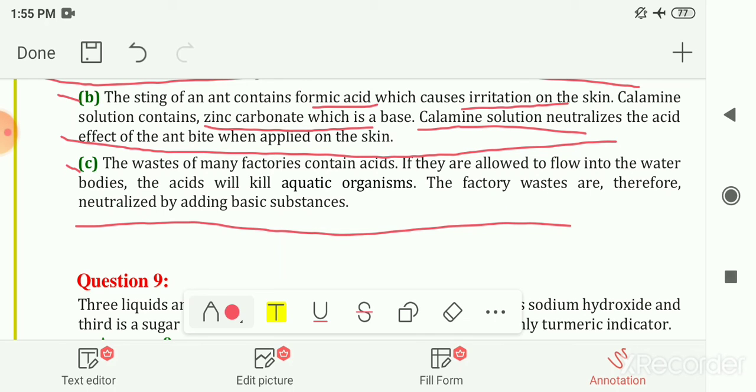So the factory waste is neutralized by adding a basic substance. That's why the factories add bases to the waste before disposing it into the water bodies.